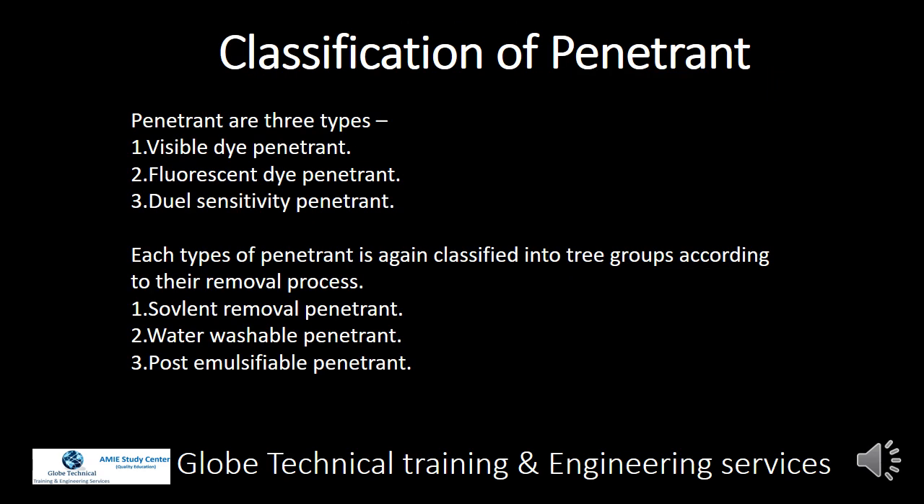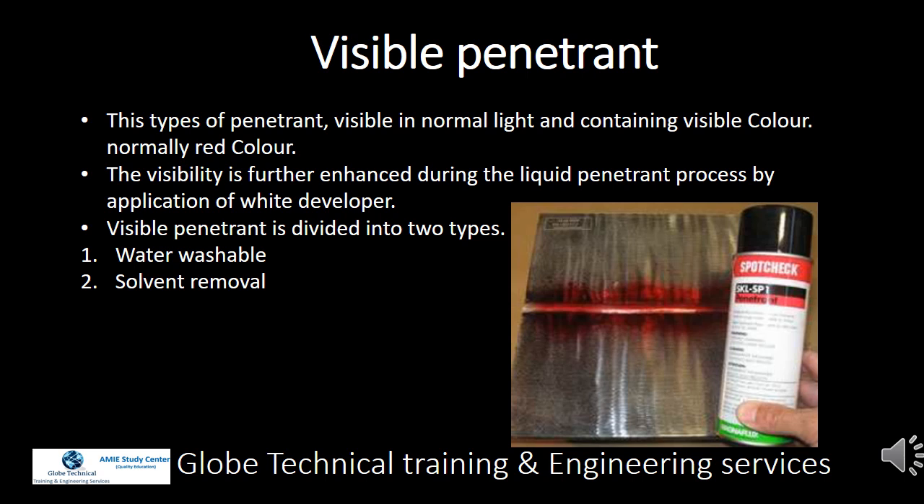Classification of penetrant. Penetrants are of 3 types: visible dye penetrant, fluorescent dye penetrant, dual sensitivity penetrant. Each type of penetrant is again classified into 3 groups according to their removal process: solvent removal penetrant, water washable penetrant, post-emulsifiable penetrant.